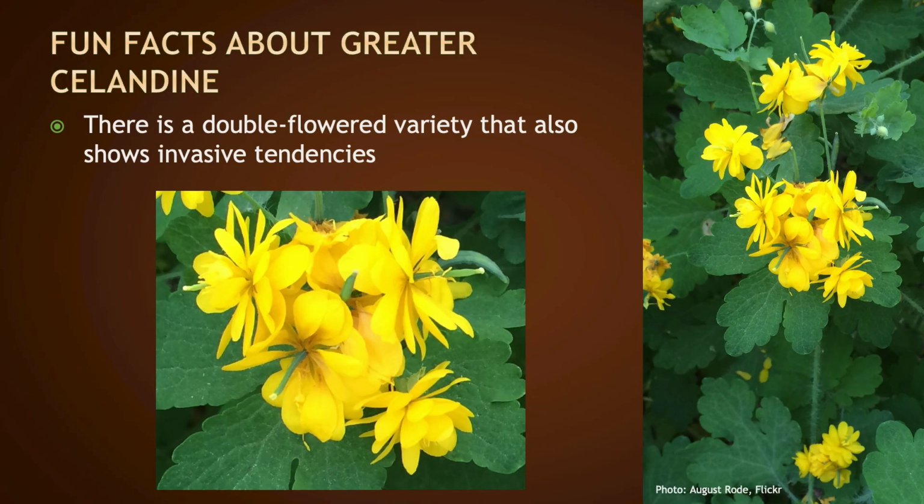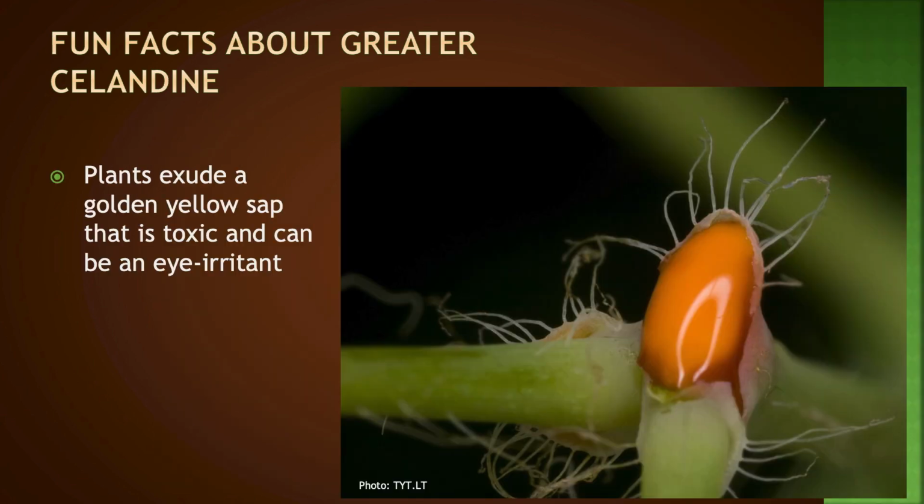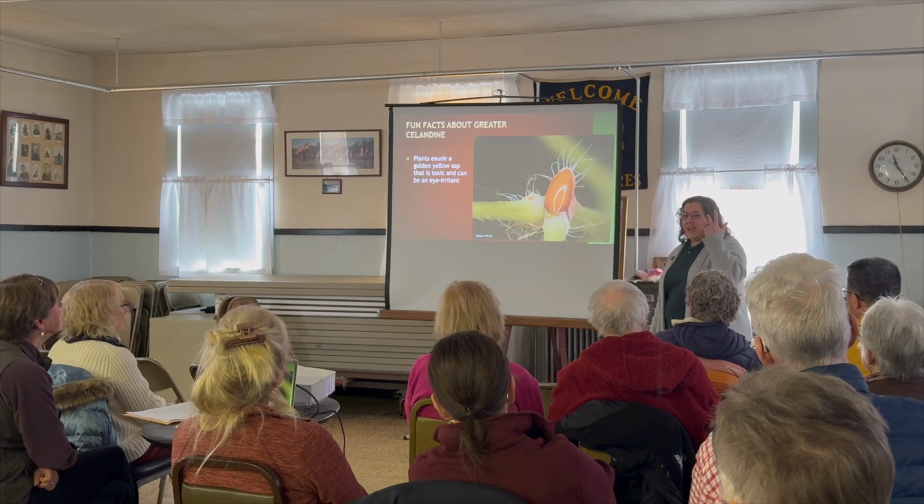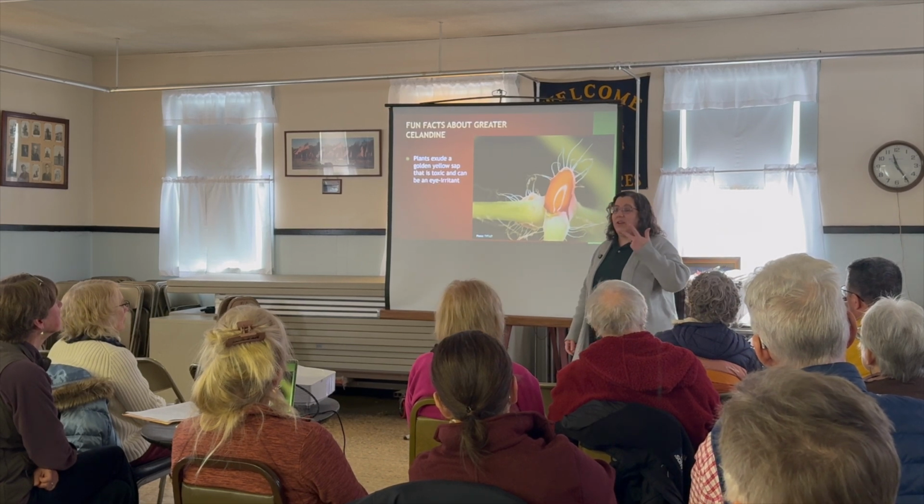So some fun facts about greater celandine. There's a double-flowered variety that also is invasive. I've seen it growing in Concord. The plants exude a yellow sap that can be toxic and can be an eye irritant. I learned about this through a grad student that was giving us a tour of plants and then rubbed her eye, and then she just had yellow stain on the white of her eye.